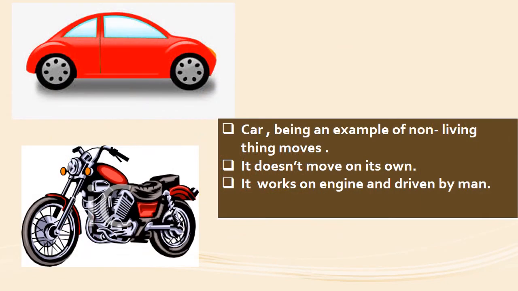One question would arise in your mind that car and motorcycle, these two examples, they move. Then you can ask, ma'am, these things are moving, then does it mean that they are living things? My answer will be no. These things are non-living things because they work on an engine and they are driven by man. Then only they can move.